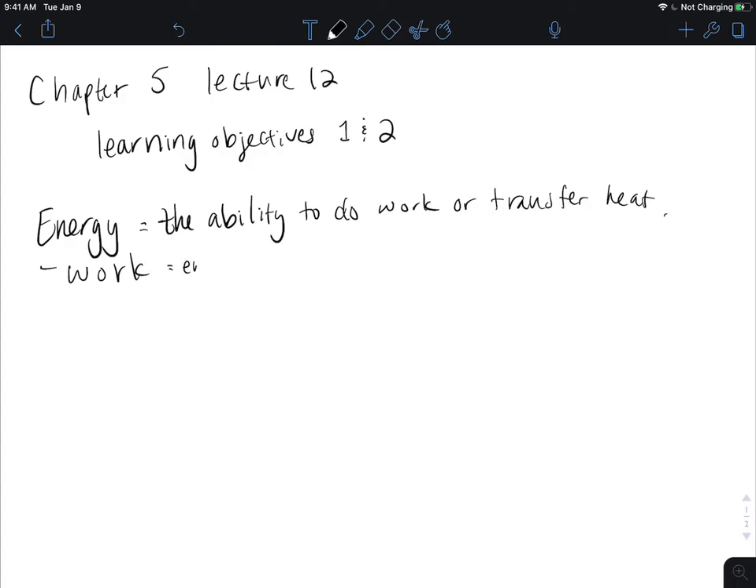So the energy used to move an object or cause an object to move. And then our heat is energy used to cause the temperature of an object to increase.